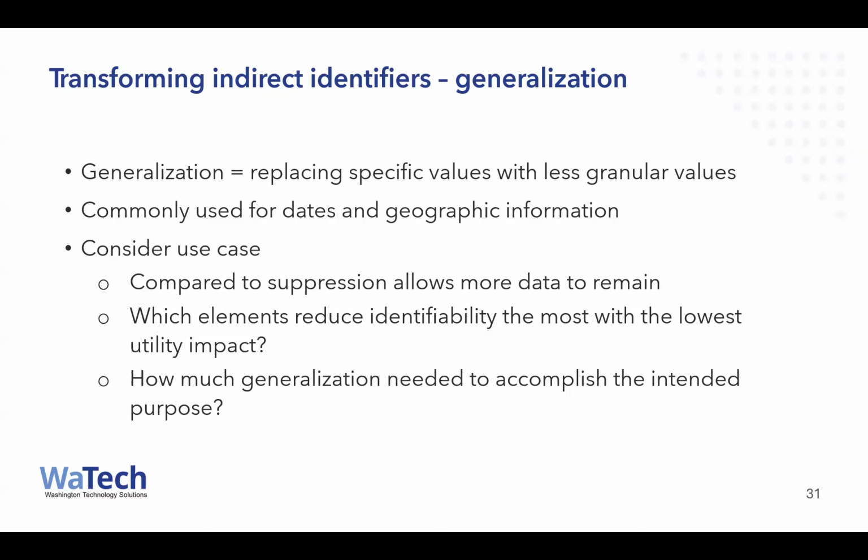So when you're thinking about your particular use here, you want to go through and look at the particular elements themselves and figure out which ones are going to reduce identifiability the most while having the least impact on utility, which is going to vary from use case to use case. And then you also want to think about how much generalization you need to do to accomplish whatever that purpose is, which again is going to vary. Sometimes it may be enough to go out to the zip code level, and in other situations, because of some unique characteristics in a data set, you may need to go out to a county or a region or a state.